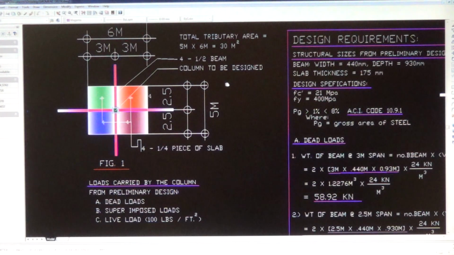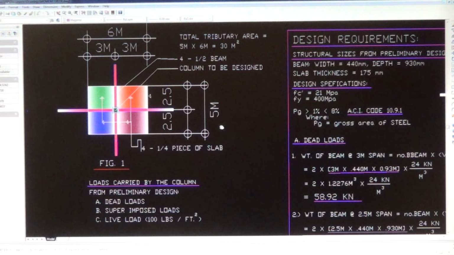So here's the column. The column is carrying 4 1/4 pieces of slab. The total of that is one whole slab of 6 meters by 5 meters, and that is the tributary area of the column. 5 times 6 equals 30 square meter of tributary area.